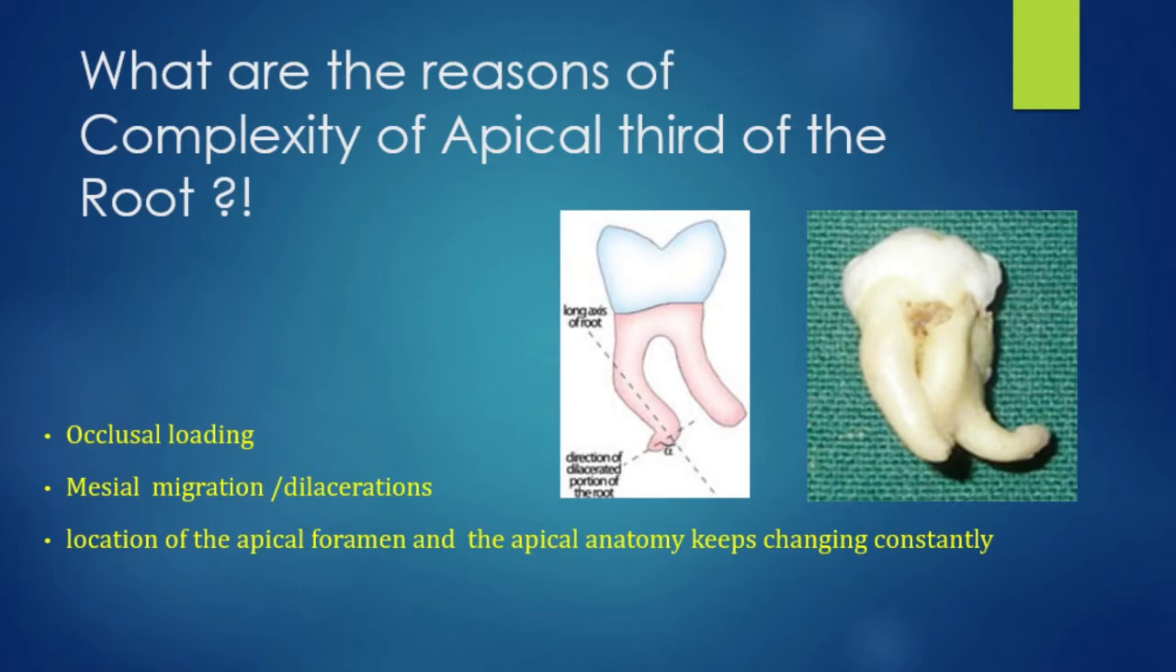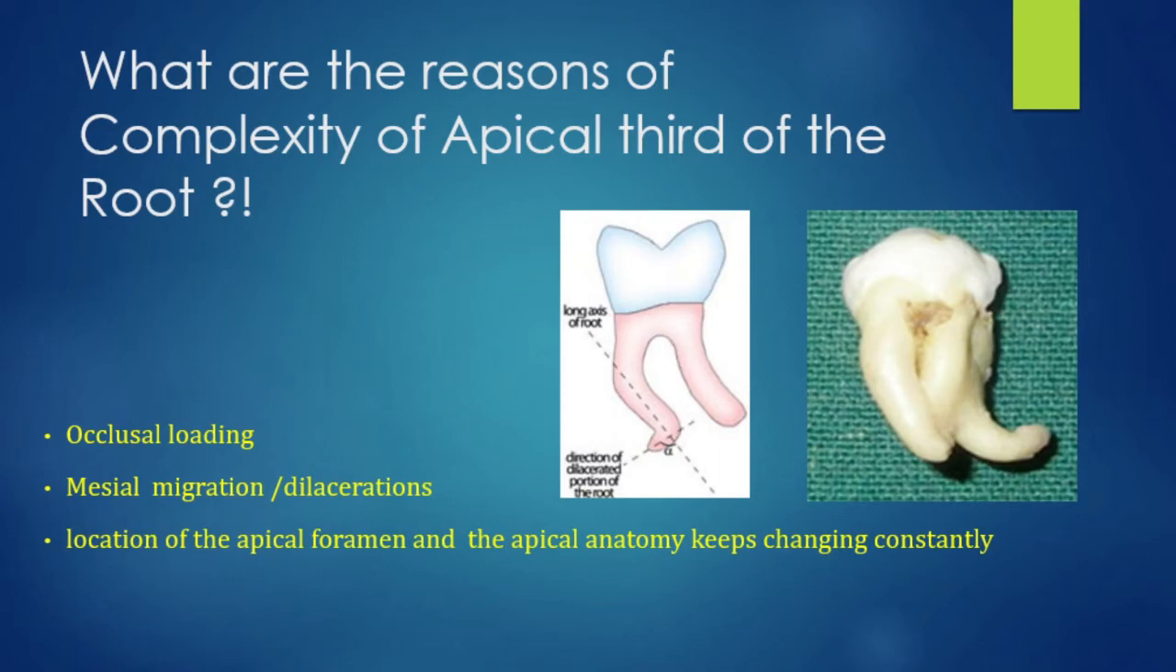All right, here let me ask you, what are the reasons for the complexity of the apical third of the root canal? Many believe that the occlusal loading may lead to the apical complexity, as well as mesial migration of the teeth may lead to delaceration of the roots. And we also have to know that the location of the apical foramen and the apical anatomy keeps changing constantly.